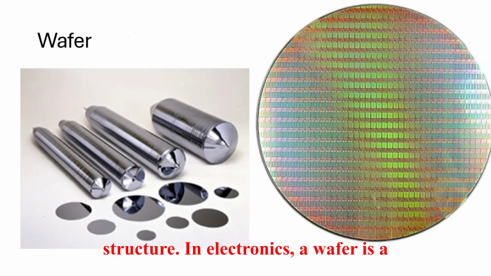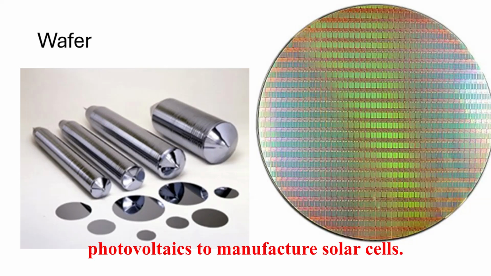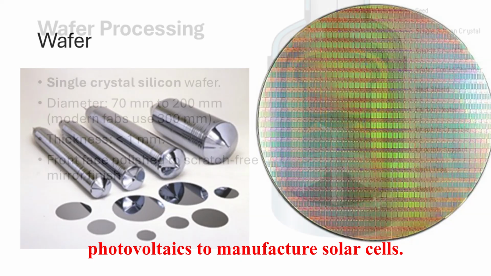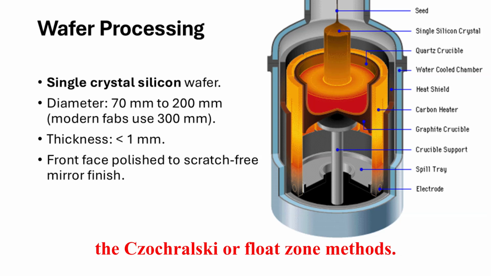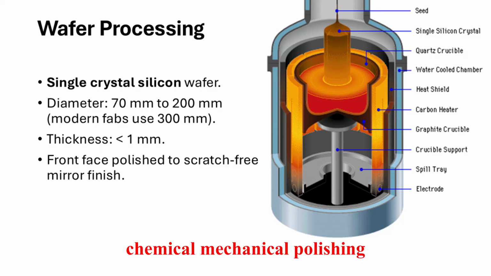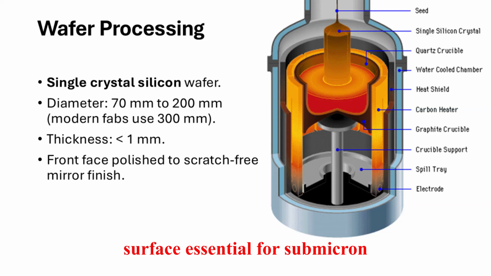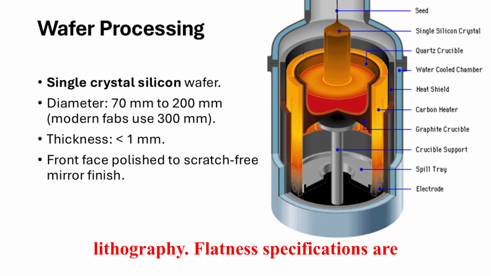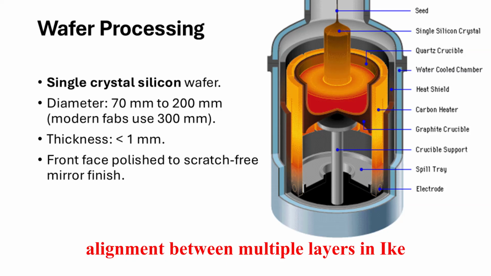In electronics, a wafer is a thin slice of semiconductor, such as crystalline silicon, used for the fabrication of integrated circuits and, in photovoltaics, to manufacture solar cells. Wafers are manufactured from single crystal silicon ingots grown using the Czochralski or float zone methods. The ingot is sliced into wafers using a diamond saw. Subsequent lapping and chemical mechanical polishing, CMP, produce a defect-free, ultra-flat mirror surface essential for submicron lithography. Flatness specifications are extremely tight to ensure precise alignment between multiple layers in IC fabrication.